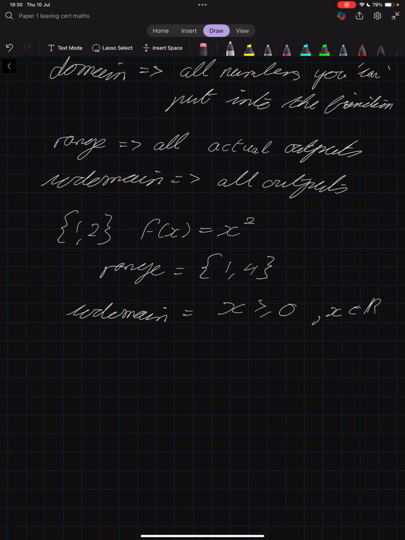Because if I asked you, can you get 9? Yeah, you can get 9 if you plug in 3 squared. So even though I didn't specifically say you could, your codomain is basically saying what are all the numbers that you could possibly plug in, and what could you possibly get out of it. So in this case, x squared can go from 0 up to infinity. So it's just as big as you like. So that's the difference between range and codomain. You won't typically need those, okay?